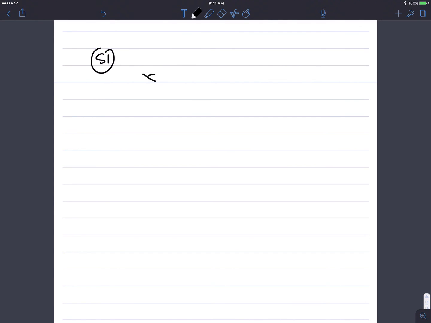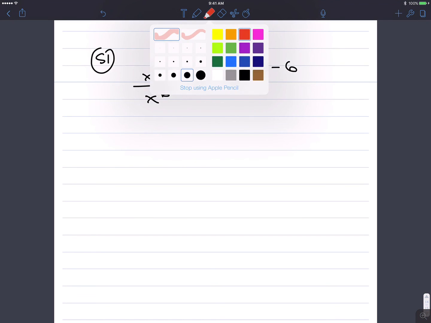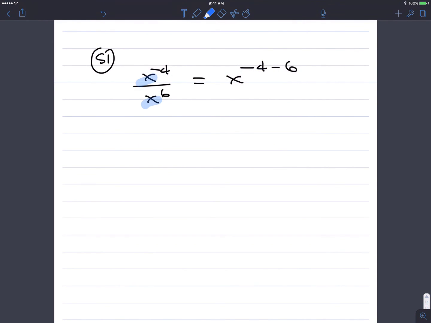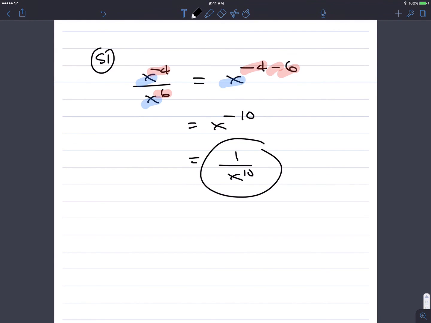51. X to the -4th power over x to the 6th power. Keep your base x, subtract your powers. Base x, keep the base x. -4, here you go, minus a +6. You get x to the -10th power, or 1 over x to the 10th power. Because -4 minus 6 is -10, and we have to write this with a positive power.